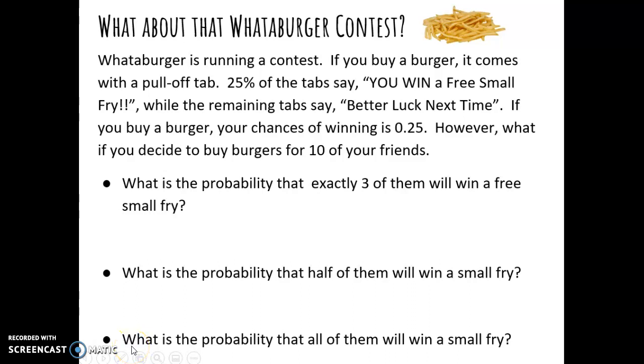This video is Binomial Distributions Part 4. We're picking up with the Whataburger contest question. We've looked at this scenario earlier.